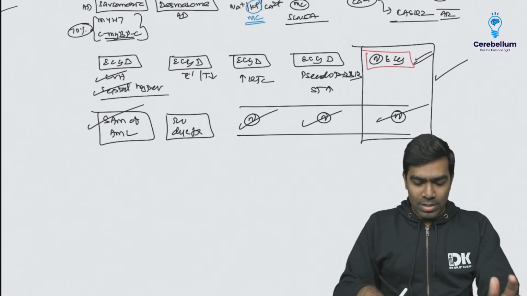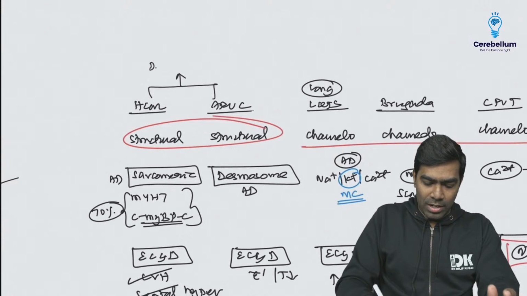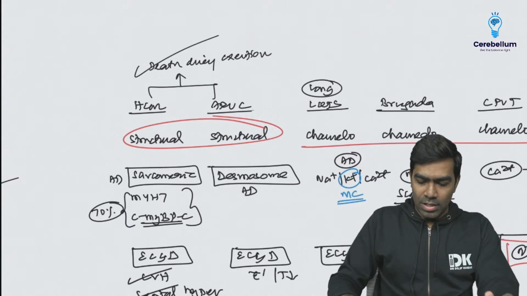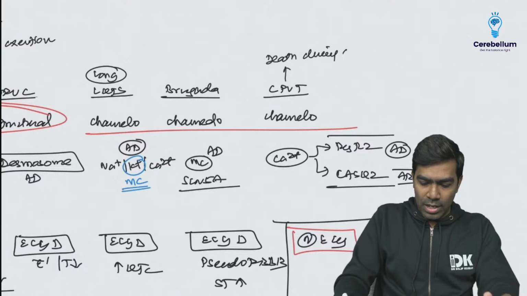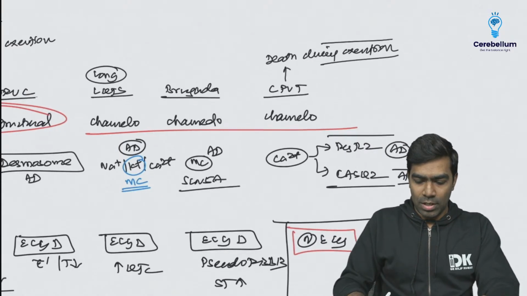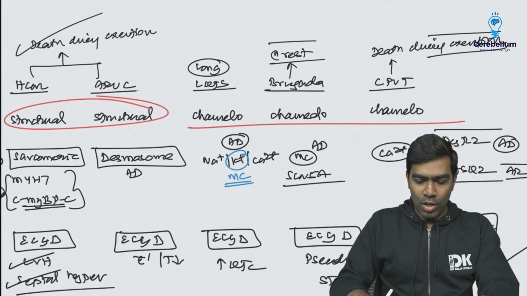So when it causes death, remember HCM and ARVC technically cause death during exertion, right? Death during exertion. Similarly, CPVT is also going to cause death during exertion. That's why it's called catecholaminergic polymorphic VT. Brugada syndrome, we know very clearly, is going to cause death at rest or during sleep. And long QT syndrome varies.